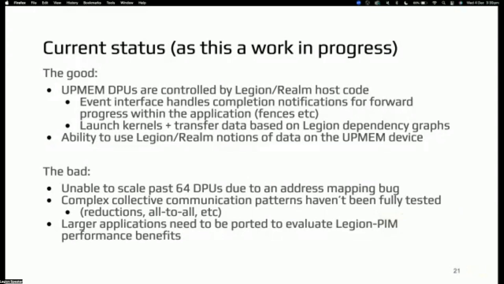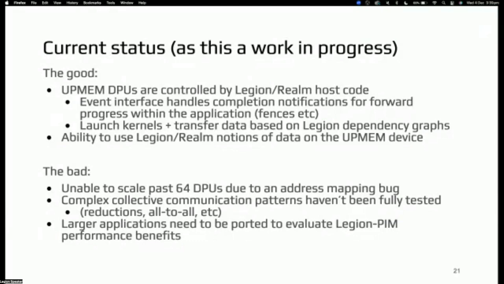Some of the good: UpMem DPUs are controlled by Legion and Realm host code. There's that forward progress that I mentioned. We can launch kernels, transfer data, and we can also read and write data from the device side of things. So we haven't changed the Legion programming model. You can use Legion iterators in your device code, and that's really good. However, we're not able to scale just yet past 64 of these DPUs. I've spoken to Elliot about this, but it's due to a mapping address bug.